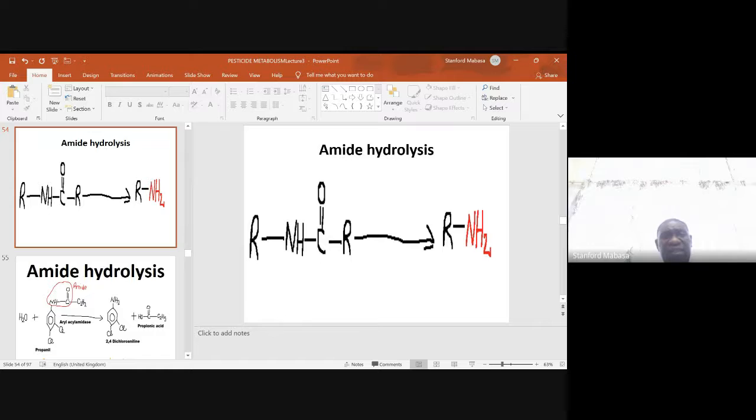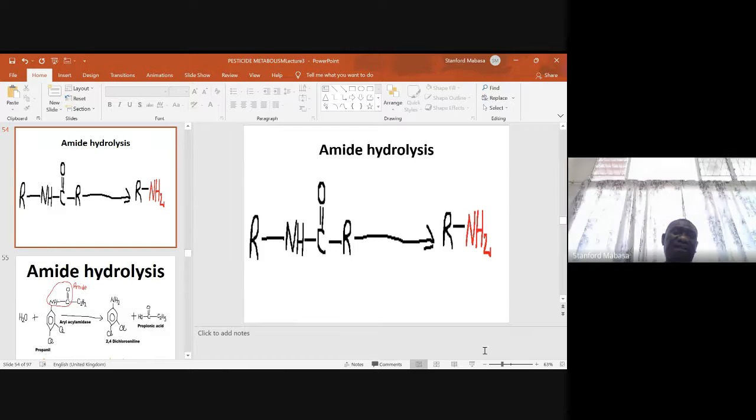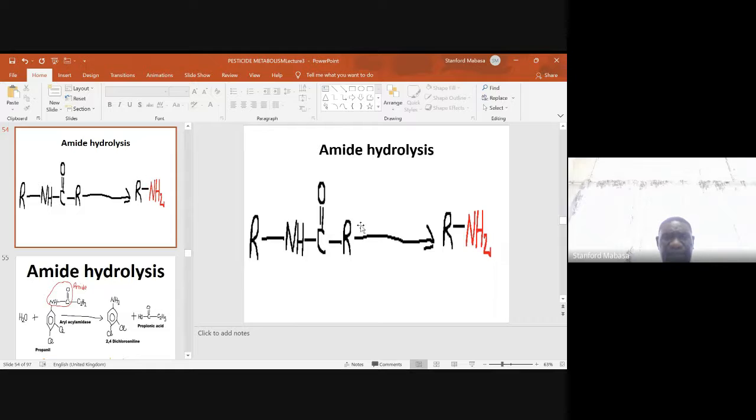The other one is that we should have an amide, then we have amide hydrolysis. If we add water to an amide, we get hydrolysis, which liberates an amine. So this is the structure of the amide. After the addition of water, we get the amine.